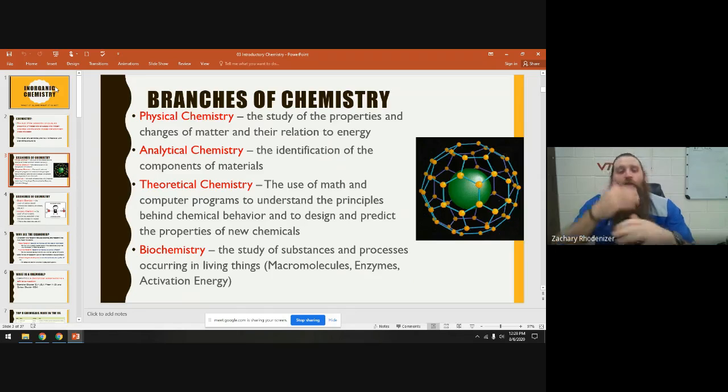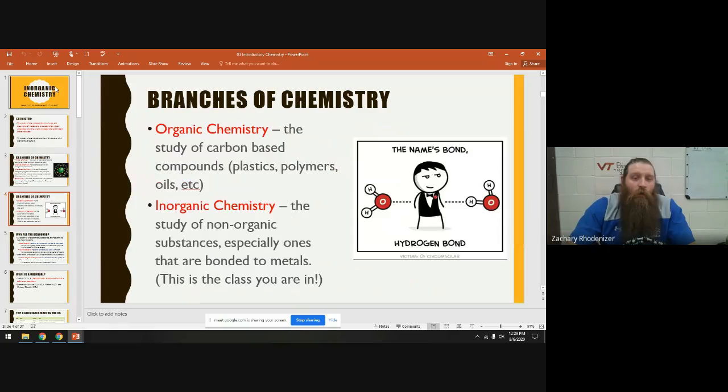Biochemistry is another branch of chemistry that has huge impacts on us as human beings, right? It covers all of the things you talked about in biology, like macromolecules and enzymes and activation energy, but also your medicinal chemistry and pharmaceutical chemistry comes from our understanding of biochemistry. The two branches that we're going to talk about a lot are organic chemistry and inorganic chemistry.